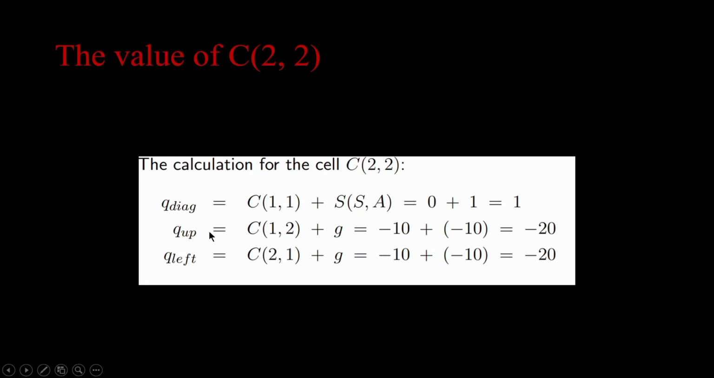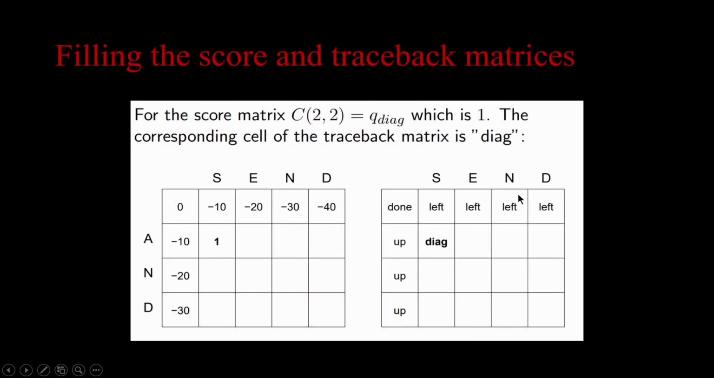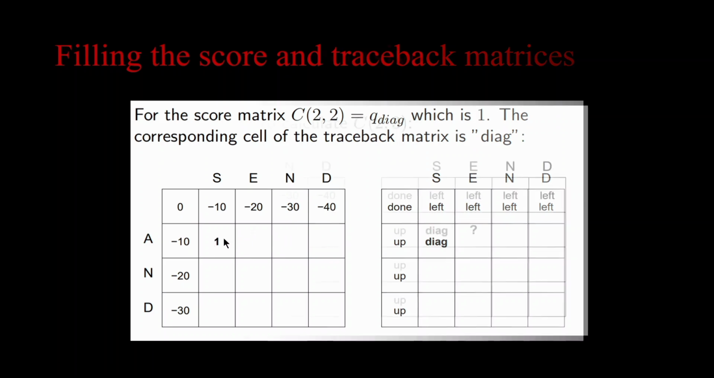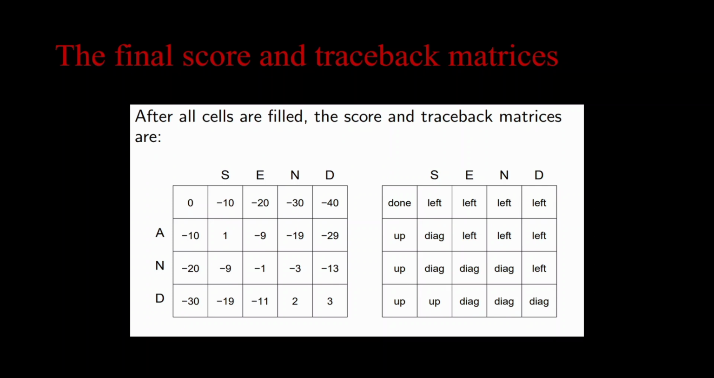And for Q up, we can find C(1, 1) plus gap value. Here we can find that the value of C(1, 2) equals -10, and the gap value is -10, and the value is -20, and -20, so the value will be -1 as it is the maximum. Here the calculation is a bit mistaken and it will be -1, and here all calculations have been done, and we'll get the matrices with the values and with the arrow directions.